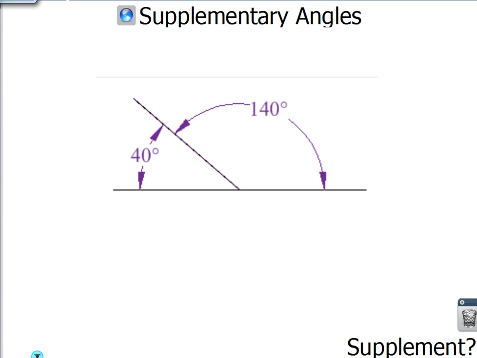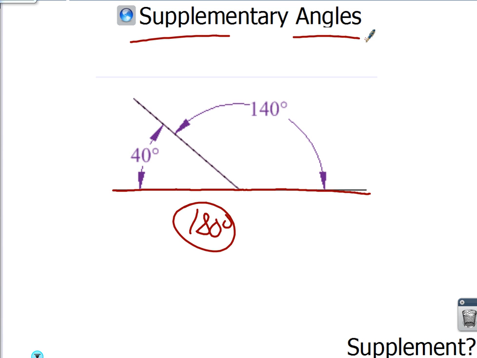We just covered complementary. When you put two complementaries together, you get 90 degrees, which is a right angle. When you put two supplementary angles together, they form a straight line. They form a straight angle. Notice here 140 degrees and 40 degrees. If you add those together, you get 180 degrees. That's what it means to be supplementary.